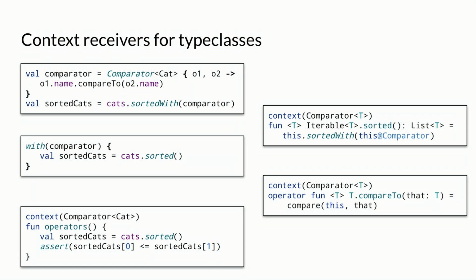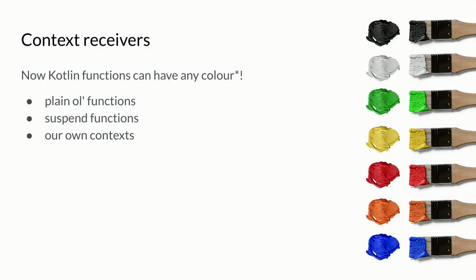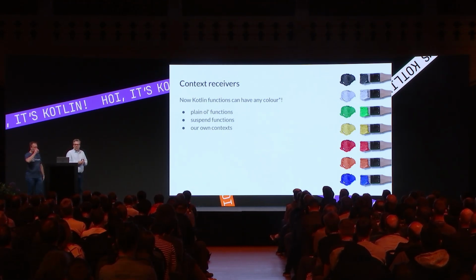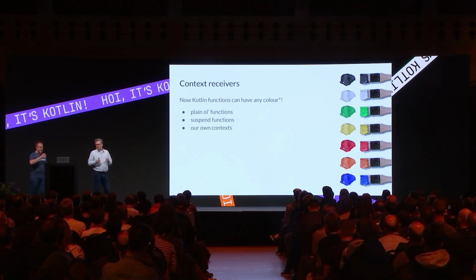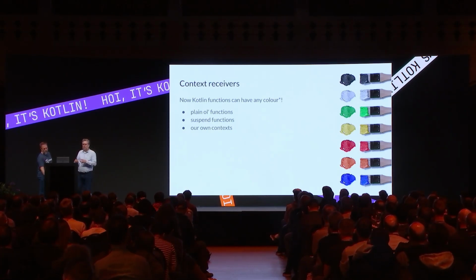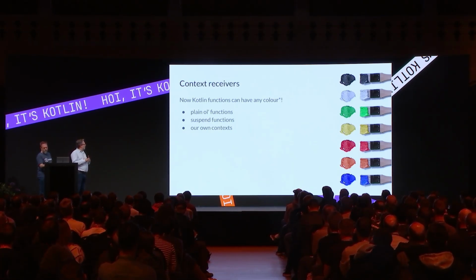And not only that, we can use contexts to supply other methods, in this case, an extension compared to. That means within a context block, we can write things like less than or equal to. So contexts, unlike suspend, are a first-class concept in the language. What this means is we now can define our own colors for functions and treat them generically, treat them as first-class concepts, extend them ourselves.